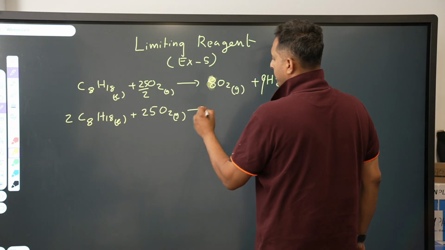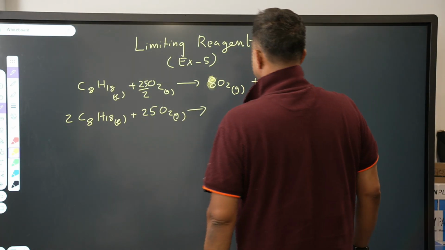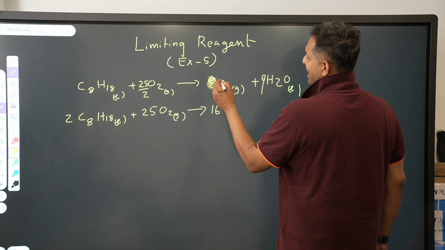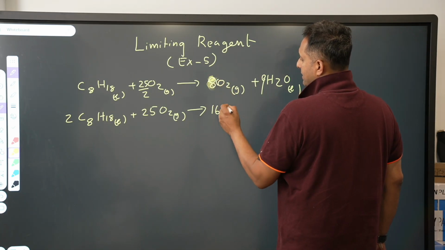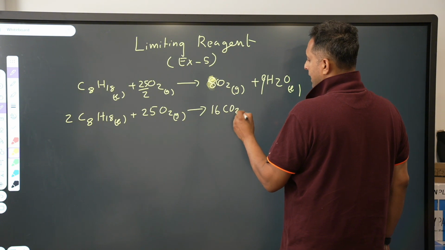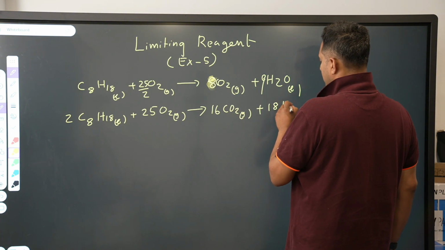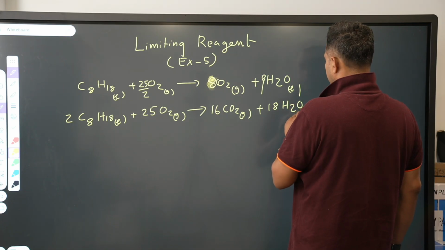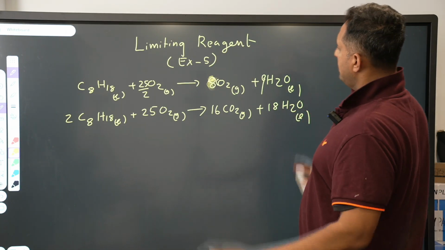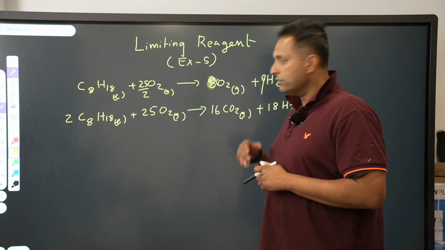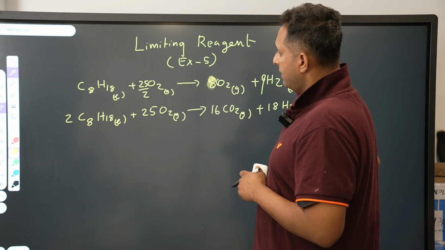O2, gas. Then what? 16 CO2, which is gas, and 18 H2O, which is a liquid, right? Okay, now this is the balanced chemical equation we are going to use in understanding the limiting reagent concept.